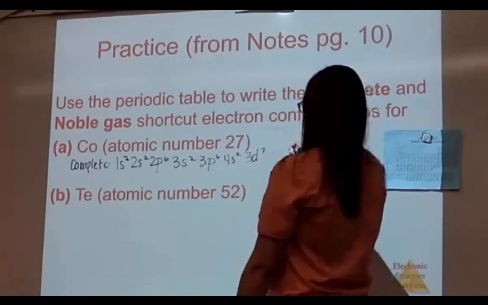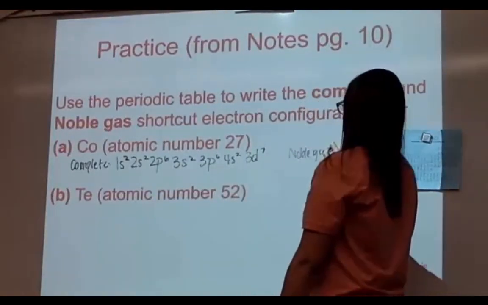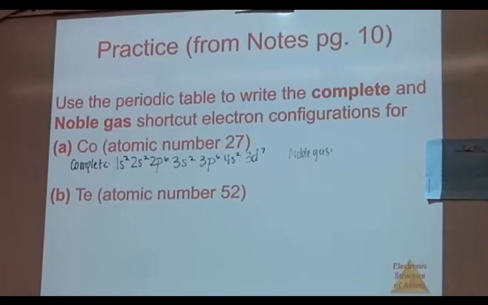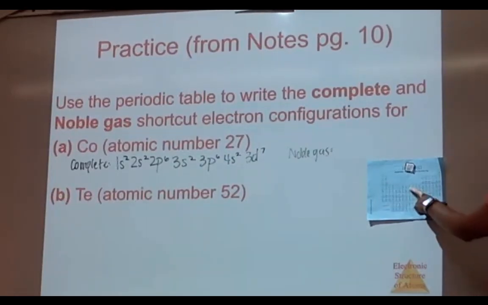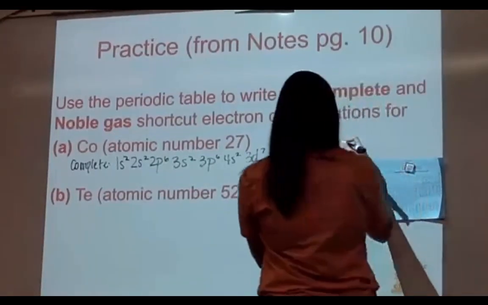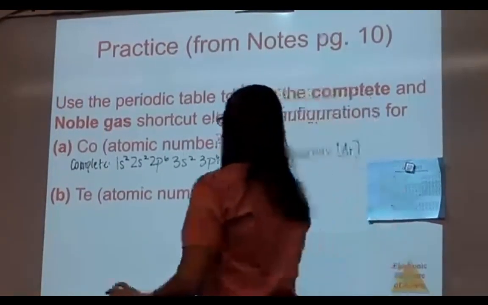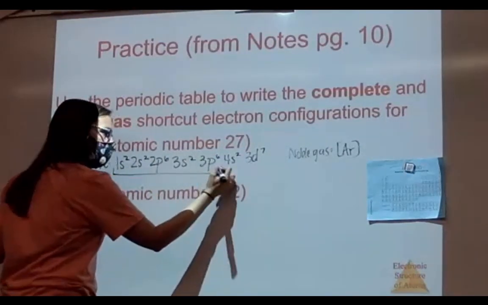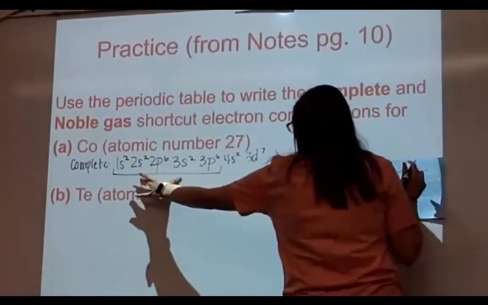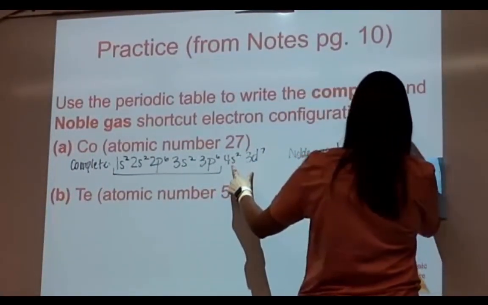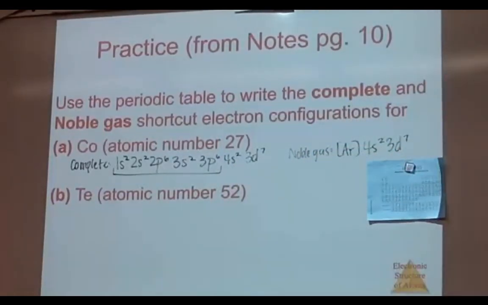Noble gas, or the shorthand configuration, means that we look at the noble gas immediately before. So find cobalt. The noble gas immediately before cobalt is what? Argon, Ar. So we're going to put Ar in brackets. Argon takes the place of all of this, which is why if we have the chance to do a shorthand notation, most people usually do. Argon will take this entire part of the configuration, and then we just finish it: 4s2, 3d7. But please make sure that you're reading the question to see if it specifies the type of configuration that you need.